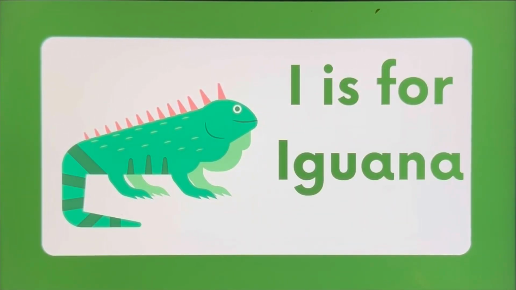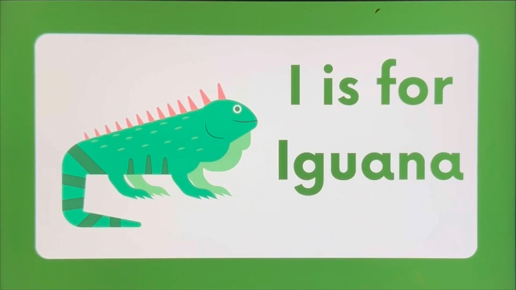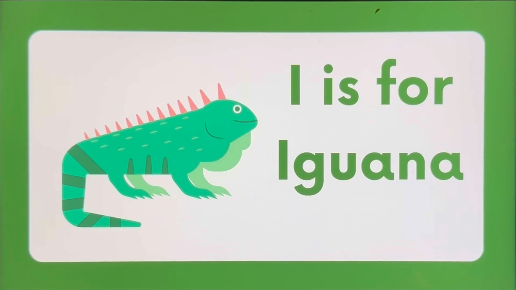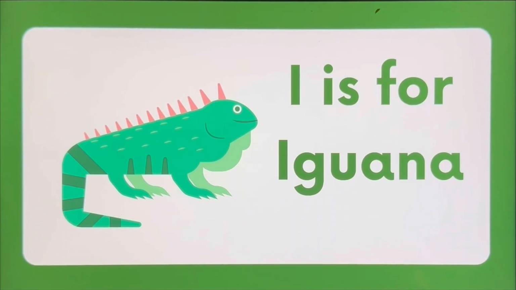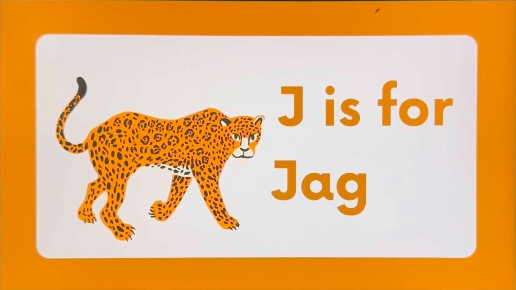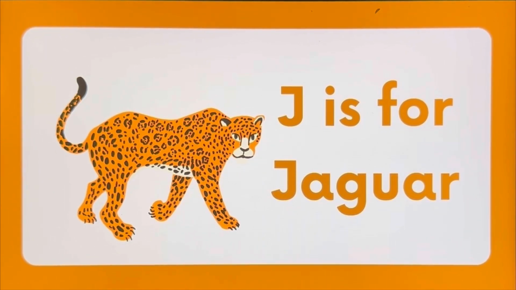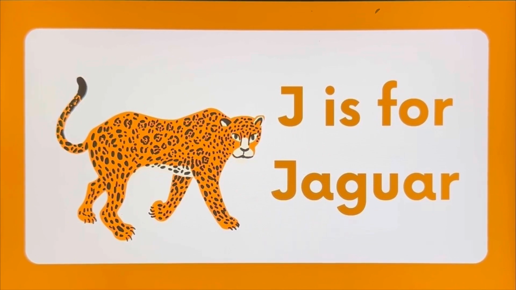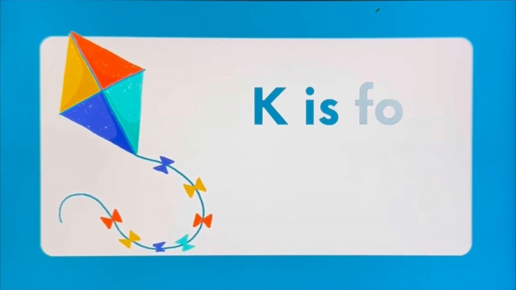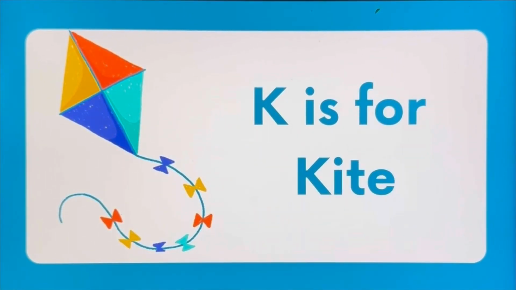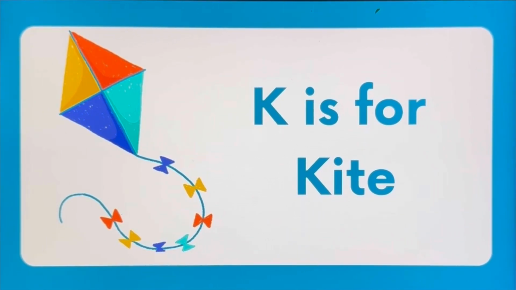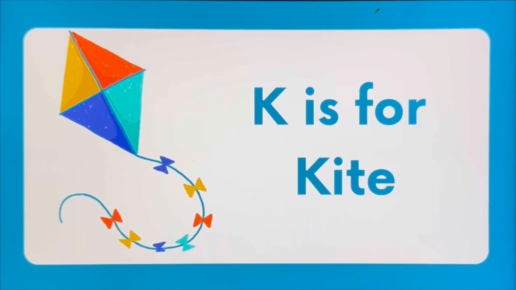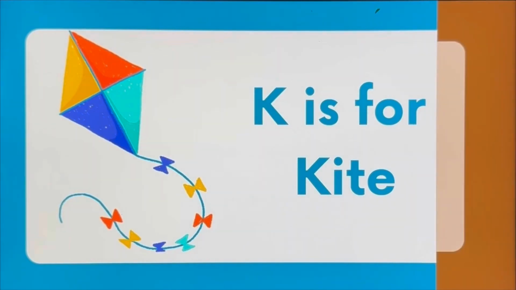I is for iguana. Iguana. I is for iguana. J is for jaguar. Jaguar. J is for jaguar. K is for kite. Kite. K is for kite.